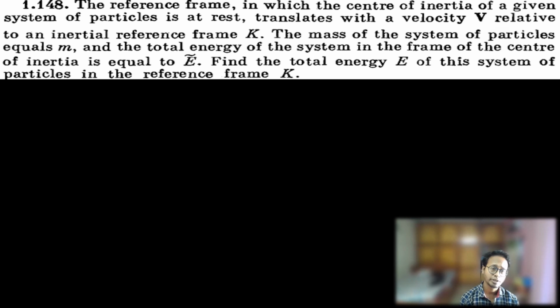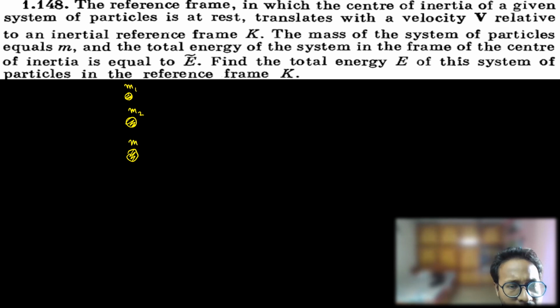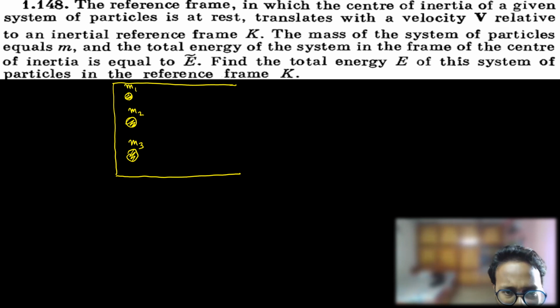In this question, see what the question says. There are particles of mass m1, mass m2, mass m3. So there are many particles of these masses, and they are kept inside a box for now. The question says something else. I am saying something else, but at the end it will make some sense.